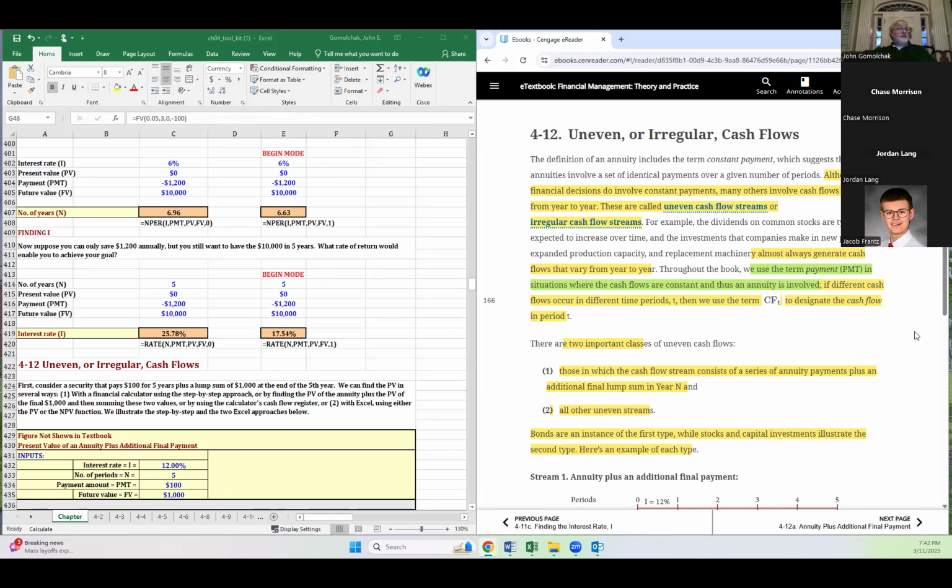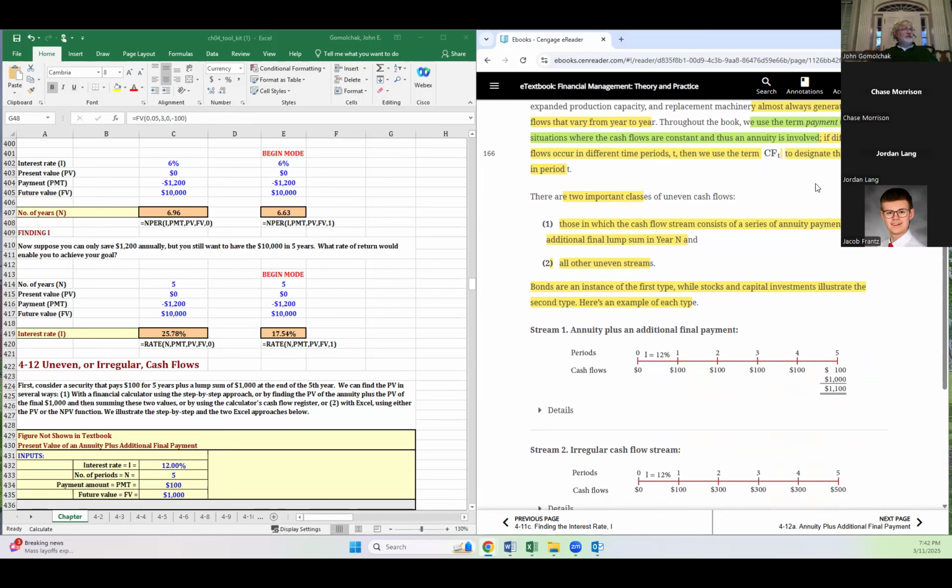We use the term payment in situations where the cash flows are constant and thus an annuity is involved. If different cash flows occur in different time periods, then we use the term CF, cash flow in period t. So payments, PMT, is always going to refer to an annuity where the payments are equal. CF, or cash flow, means that the amounts can change from period to period. Two important classes of uneven cash flow. First, those in which the cash flow stream consists of a series of annuity payments plus an additional lump sum in year N, and all other uneven streams.